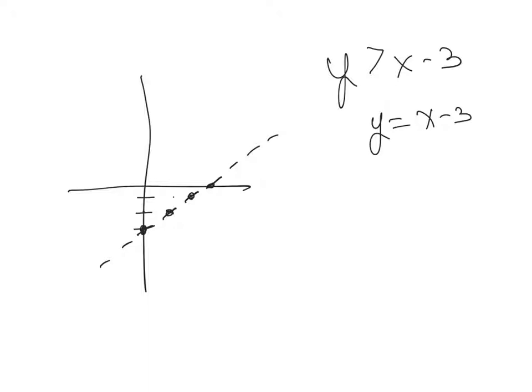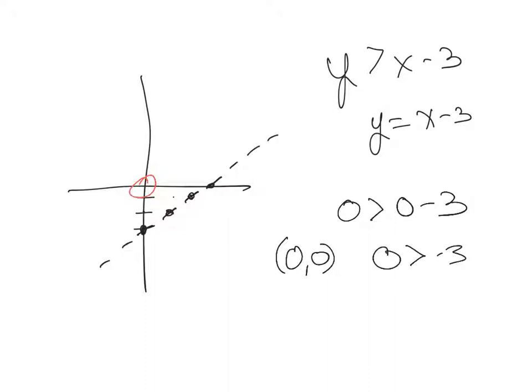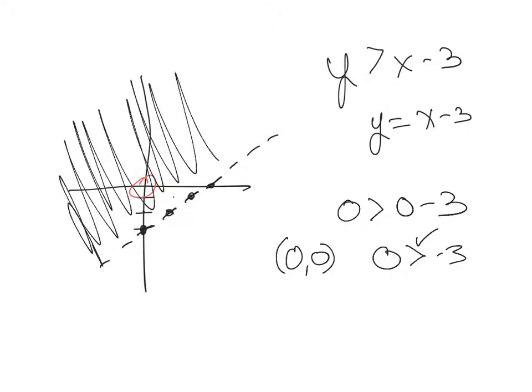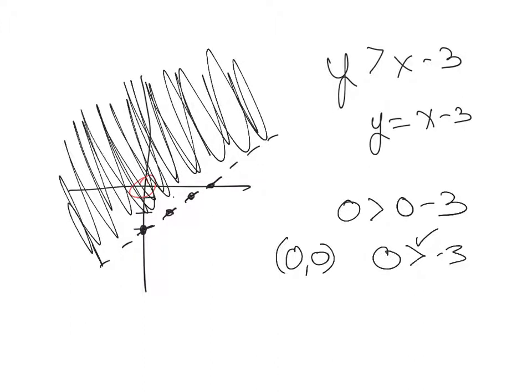Now we have to figure out which side to shade. I always start with the origin. If the line is not going directly through the origin, this one is not, I can use the origin and plug it in for my y and x. So I'm plugging in 0, 0 for y and x, and I'm solving. And I get 0 is greater than negative 3. Is 0 greater than negative 3? It is. That's a true inequality. So I can shade that side of the graph. And that's my finished graph for this inequality.